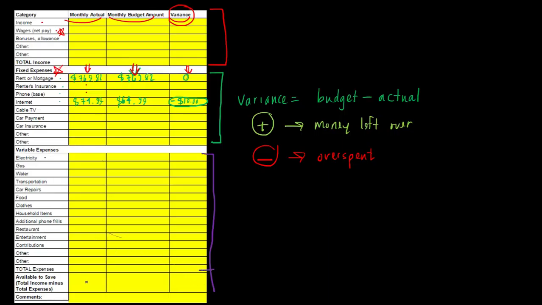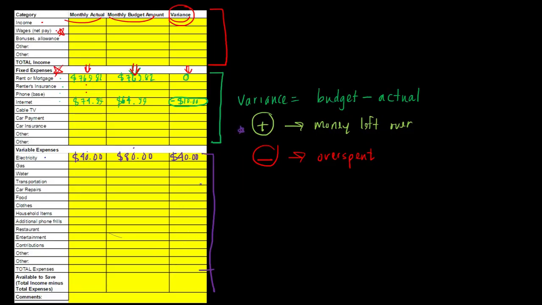Electricity, for example. Let's say I budget $80 this month for electricity. However, I'm out of town for 2 weeks, so I don't even really use much electricity, and my actual expense in electricity only ends up being $40. Awesome. So my variance is what I budgeted minus what I actually spent. So in this case, that gives me a positive variance of $40. Now remember, positive means that it was money left over.